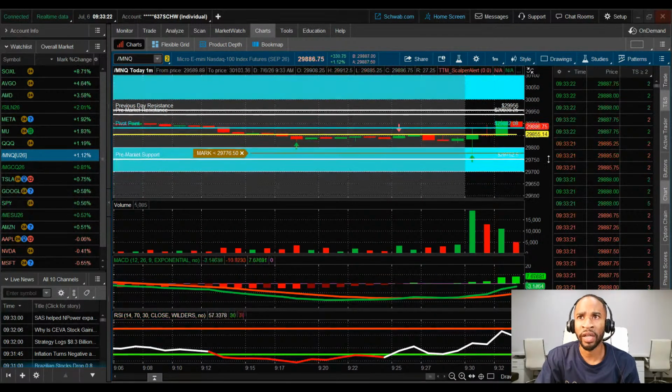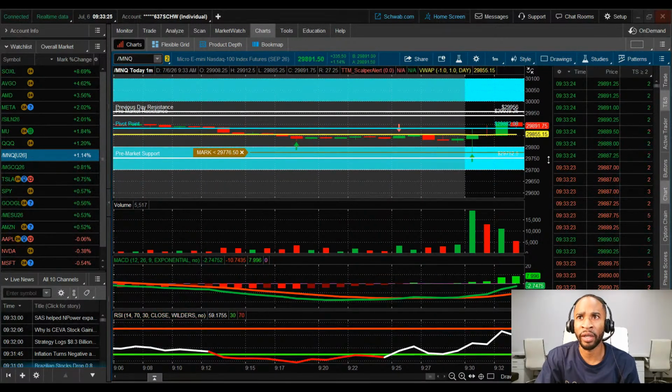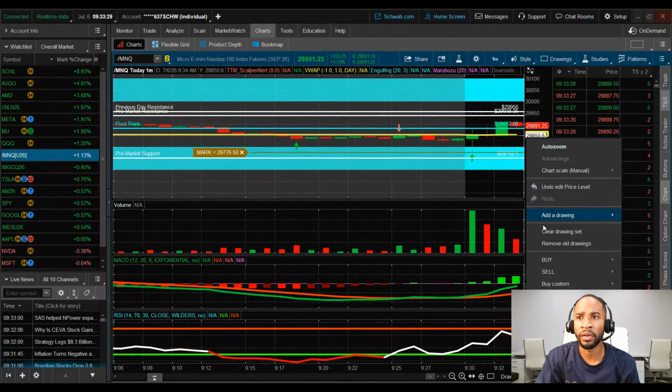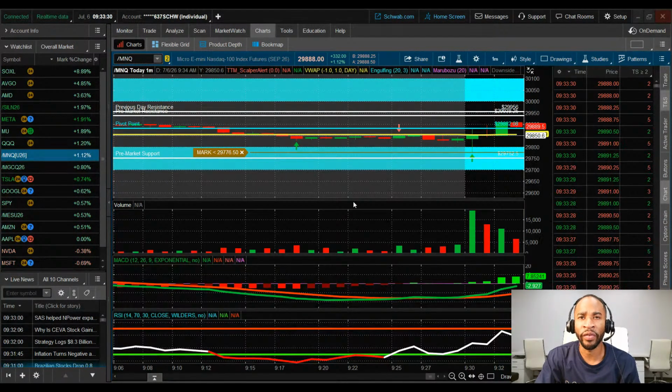Not taking any trades yet. Let's go back down to the 1-minute time frame. And let me set up an alert below VWAP. That's a key point of interest for us.